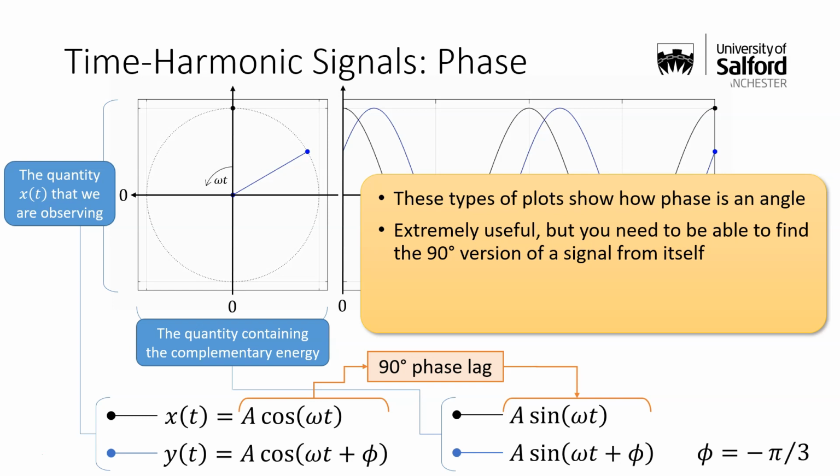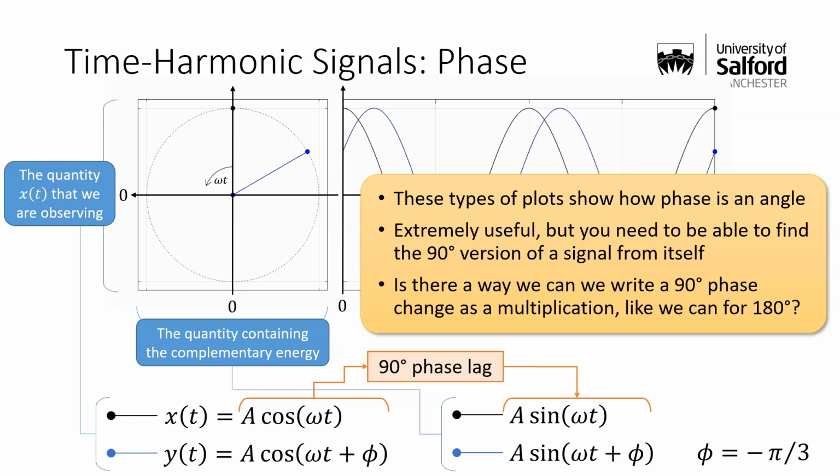But just sticking with the original question, is there a way we can write the 90-degree phase change as a multiplication, like we can for 180 degrees? In this neat example with cosine waves, I just knew what the 90-degree phase version was. It's a sine wave, so that's easy. But if you had something else, what would it be? Well, it's a bit more difficult. So let's see if there's a better way of writing this.